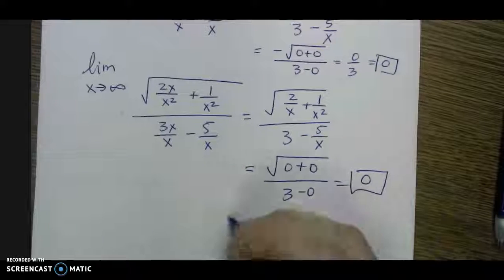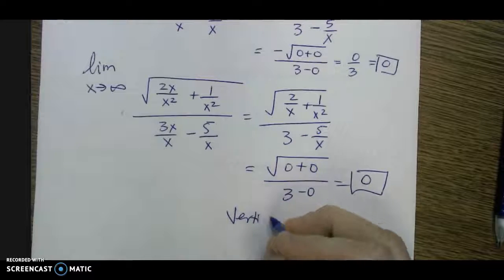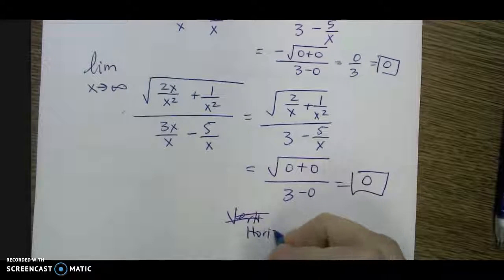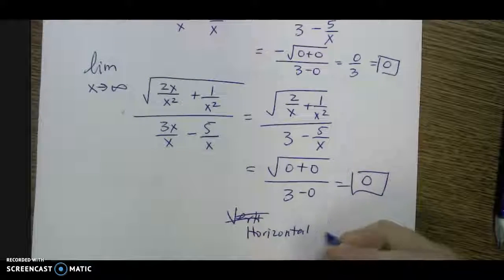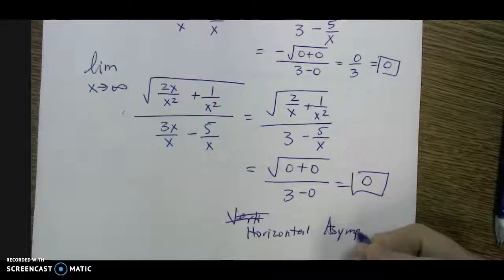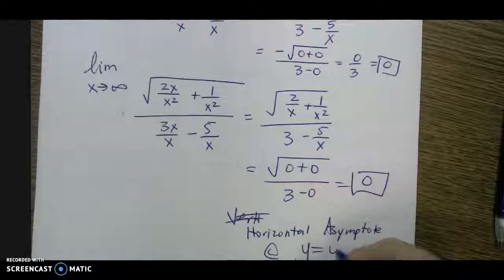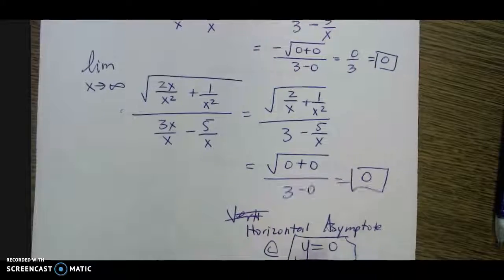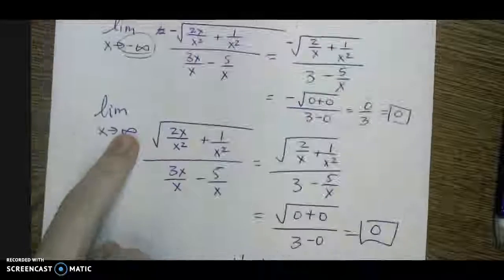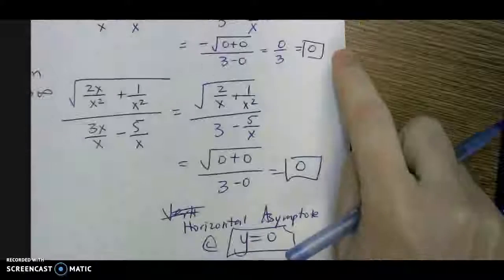So we have a horizontal asymptote at y equals 0. And that is because when we approached infinity, we ended up getting a number as an answer.